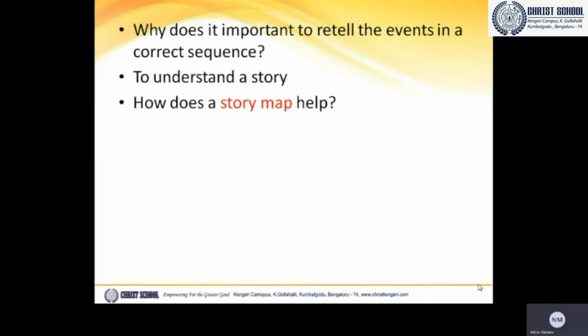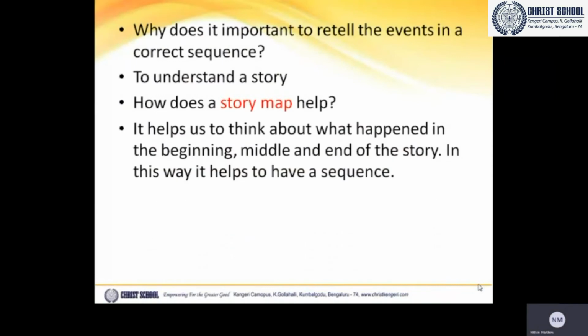And how does a story map help you? Just now you saw the story map of the Blue Kite. So how did it help you? Yes, it helps us to think about what happened in the beginning, middle and end of the story. In this way, it helps us to have a sequence to tell in a proper order and to tell the beginning, middle and end of the story. A story map is very important. That's what we saw in the lesson, that is the Blue Kite.